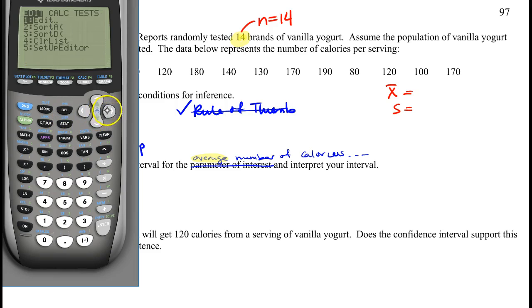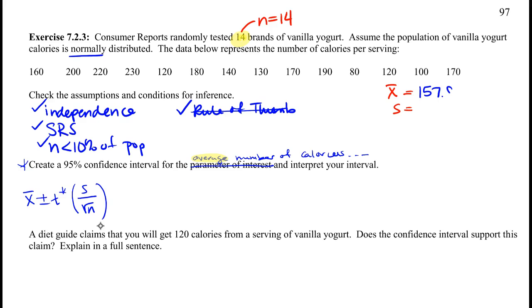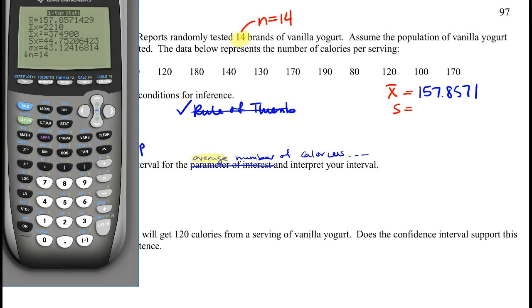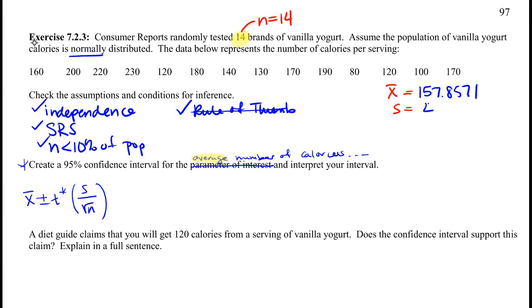And if I go to stat and I calculate my 1-bar stats, I've got my x bar, which is 157.8571. Notice how I'm keeping those 4 decimal places. There's going to be a lot of interim calculations. I want to make sure I have that still in there. And we're not going to grab sigma because that would imply we have a population. I'm going to grab the S, 44.7521.